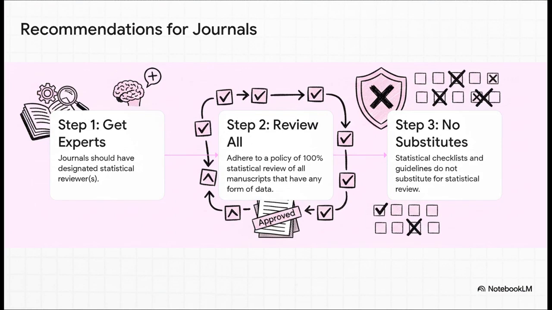First, they need dedicated expert statistical reviewers on their teams. Second, they have to commit to a policy of 100% statistical review for every paper with data. The data shows that editors and scientific reviewers who are focused on the clinical story consistently miss major statistical errors. And third, journals need to understand that checklists are helpful, but they are no substitute for an actual expert review.